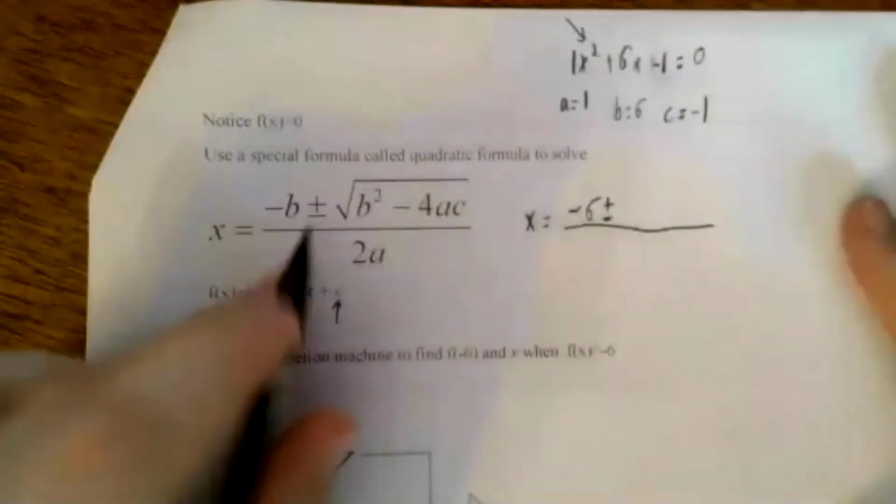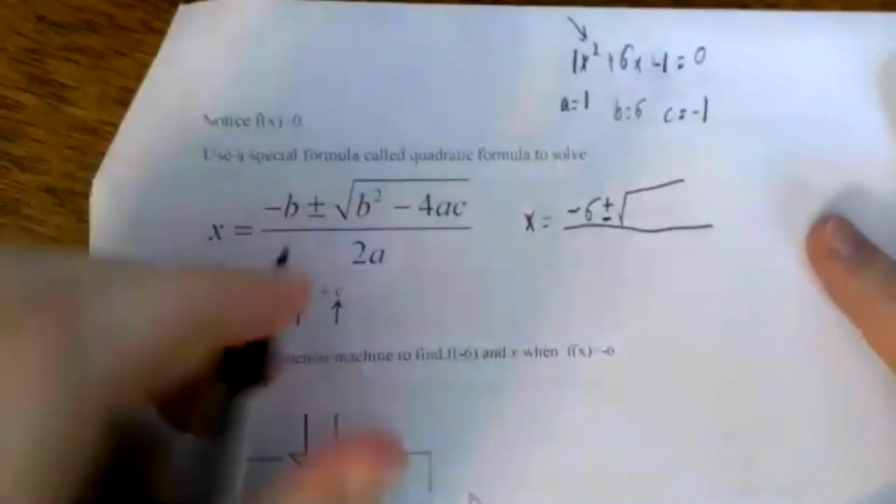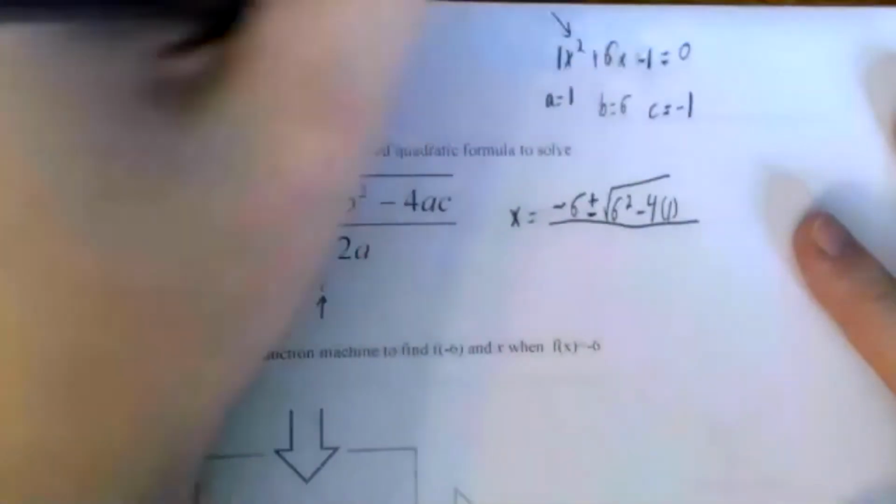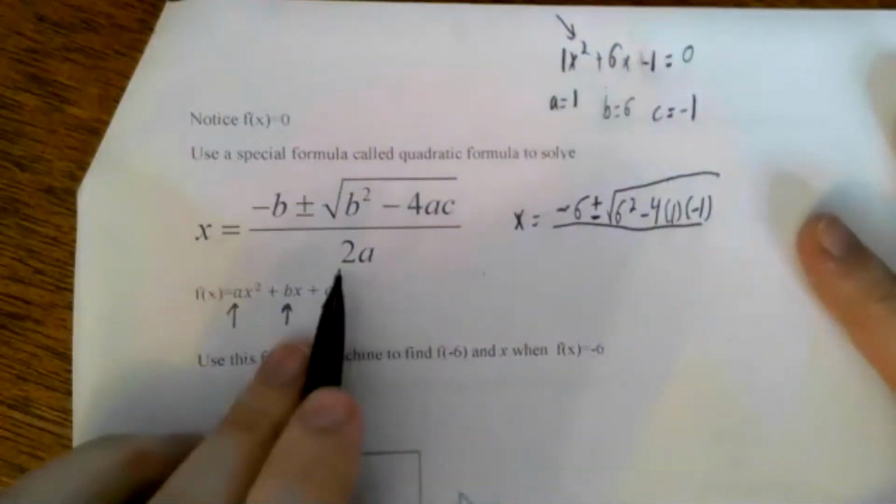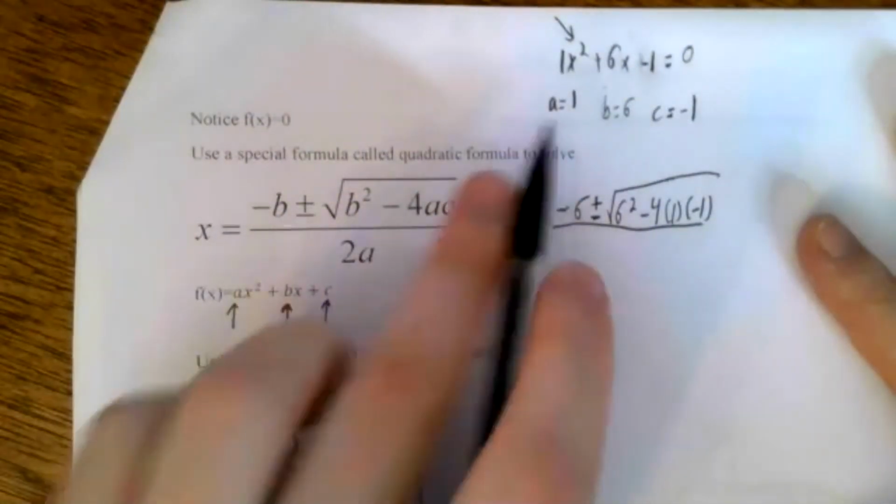Okay, and then we have the square root of b squared, so b is 6 again, minus 4 times a, which in this case is 1. I'm going to substitute in 1. And then c is negative 1, so I'll substitute in negative 1. Okay. And then everything's divided by 2a, and a is still 1, right? So we have 2 multiplied by 1.